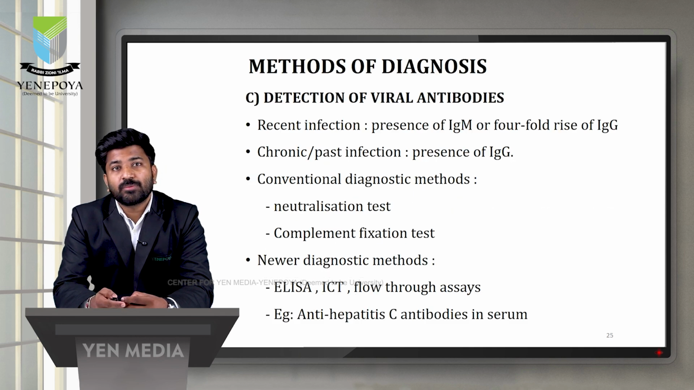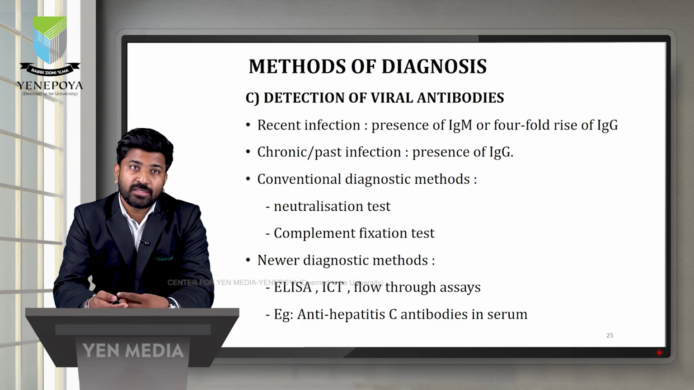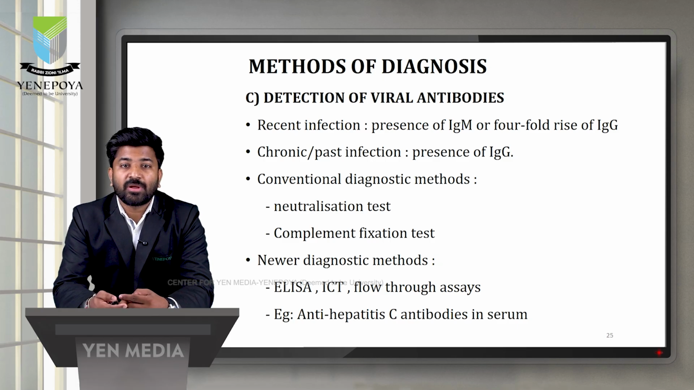We can also identify the presence of antibodies against the virus. Recent infections can be identified by the presence of IgM. Usually a 4-fold rise of IgG also can indicate it. In chronic or past infection, we have the presence of IgG predominantly.